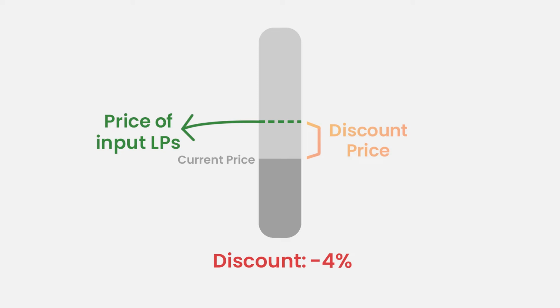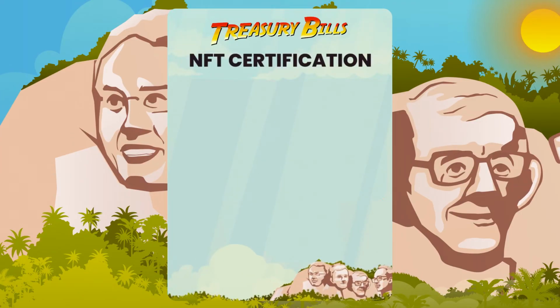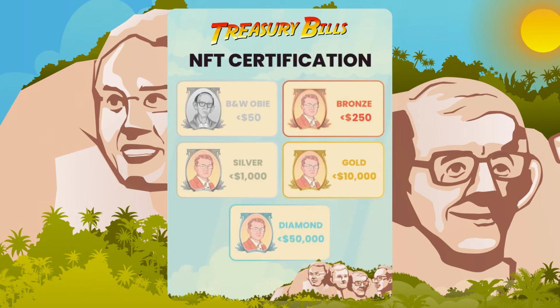By buying Treasury bills, you receive NFT certifications as rewards. These are the different types available, and as you can see, they depend on how much the bill costs. If users buy more than $50 of Treasury bills, they get an NFT generated randomly, but if they buy less than $50, users will get a black and white Obi-Dobo NFT.